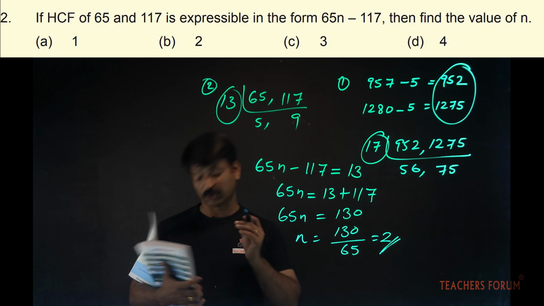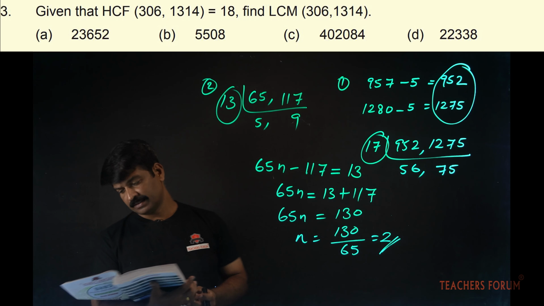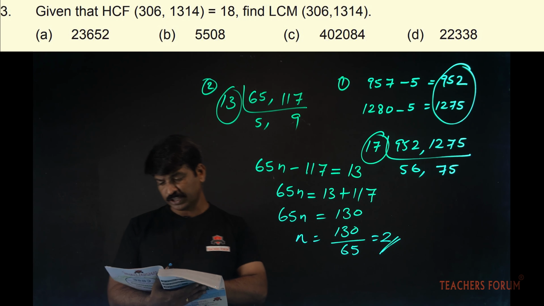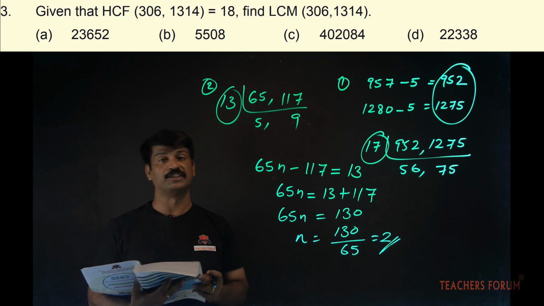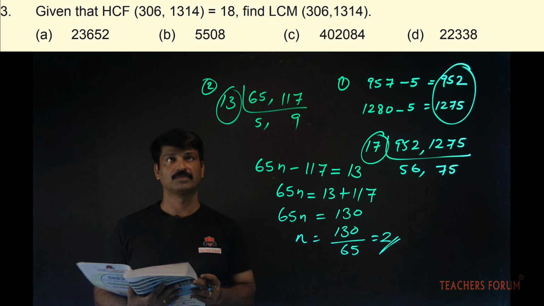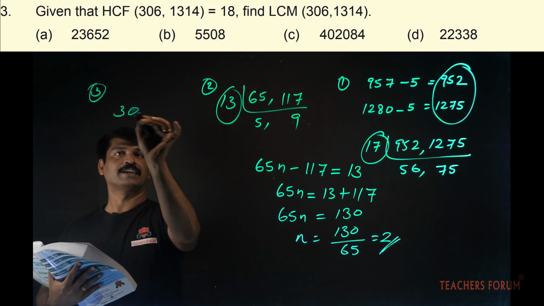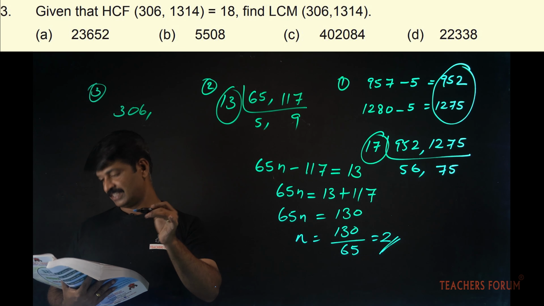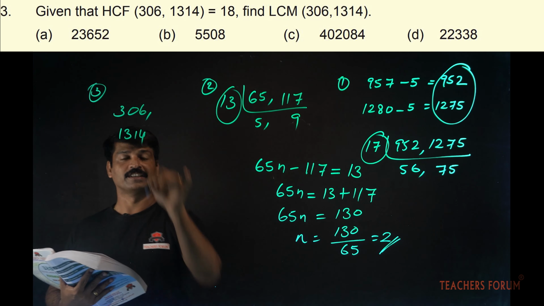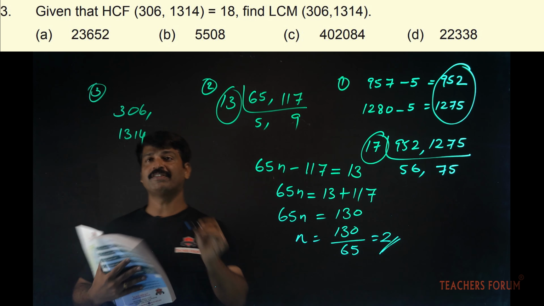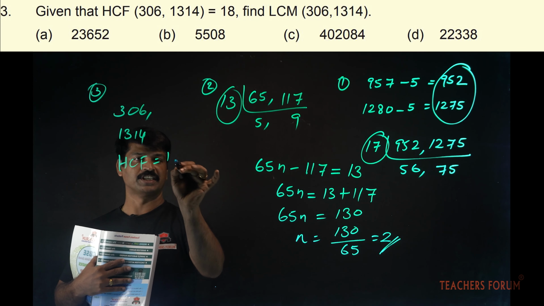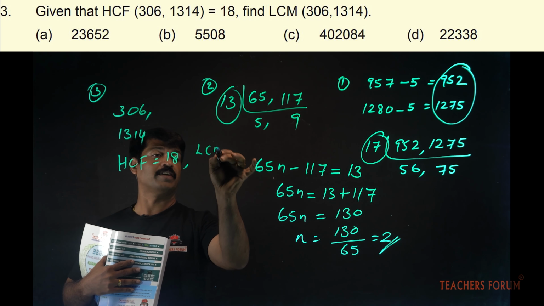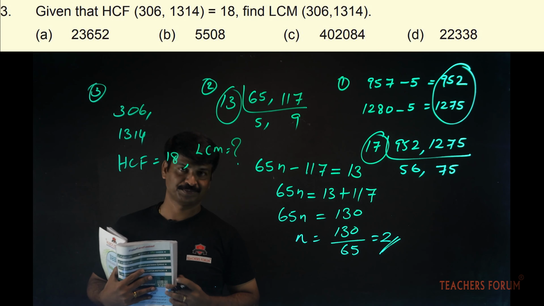Now let us read the third one. Given that HCF of 306 and 1314 is 18, find the LCM. So the third one, what is given? You are given two numbers. What are the numbers? 306 and 1314. These are the two numbers. It is also given that HCF is 18. What you have to find out? You have to find out what is LCM.